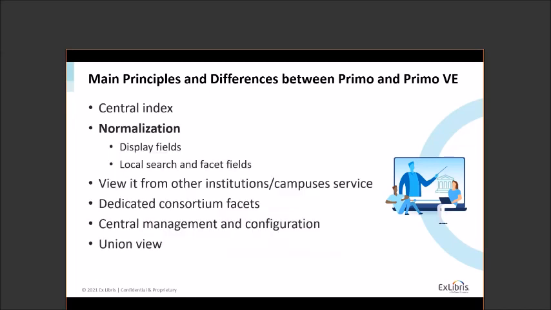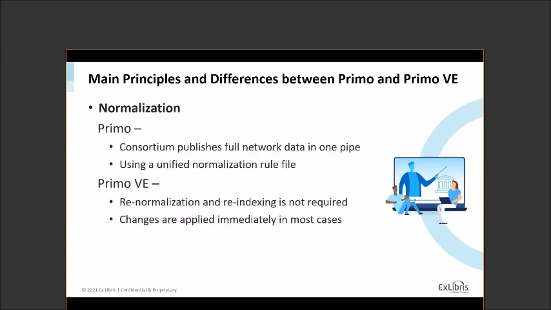Next difference is the normalization. In Primo, a consortium publishes full network data in one pipe using a unified normalization rule file that includes requirements from all institutions. In Primo VE, this coordination, renormalization of the data, and reindexing is not required. Changes are applied immediately in most cases.